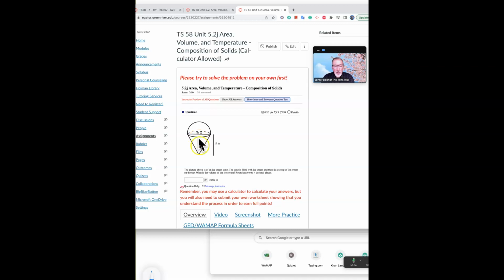So we're looking at an ice cream cone or a snow cone. Anyway, it has these dimensions. It's 26 inches across, so it's very big, and 17 inches tall. And we need to calculate how much volume there is in the top and how much volume is in the bottom, which happens to be a cone.